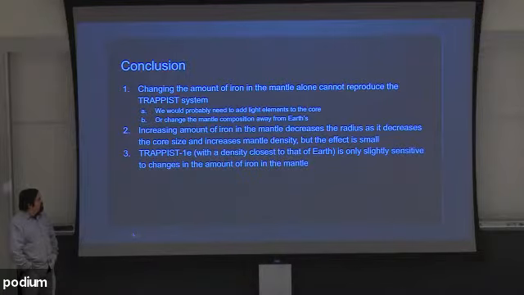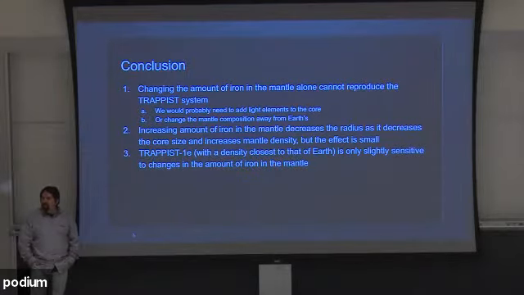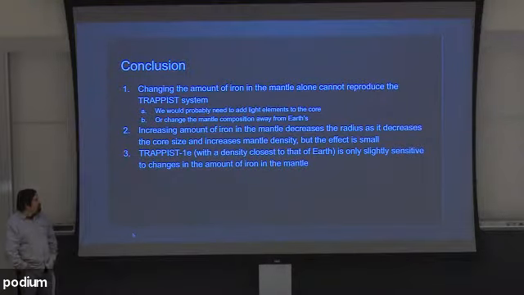Increasing the amount of iron in the mantle, as we talked about, decreases the radius because it decreases the core size and increases the mantle density, but the effect is pretty small. And TRAPPIST-1e, which has the density closest to Earth of all the planets, is only slightly sensitive to changes in the amount of iron in the mantle, and we could reproduce its radius essentially with any mantle iron fraction that we chose in our parameter space.